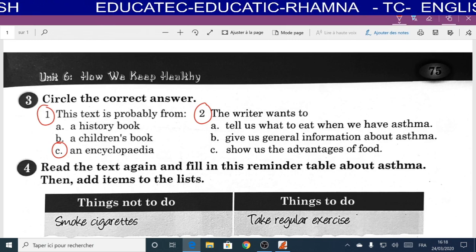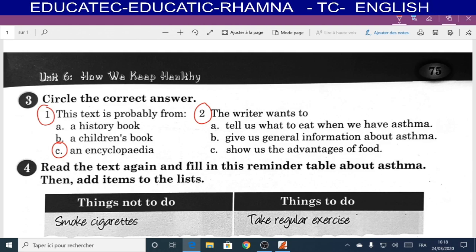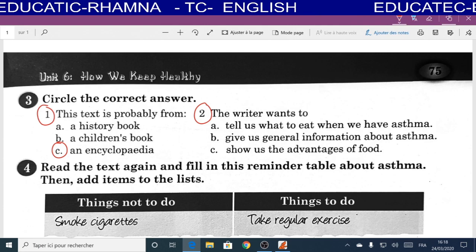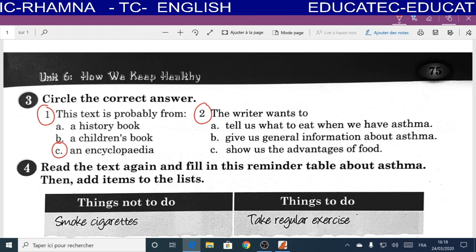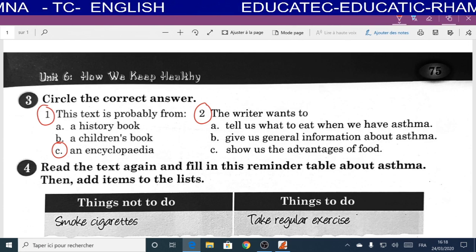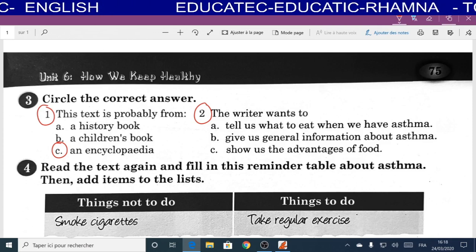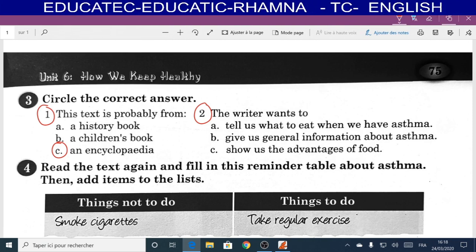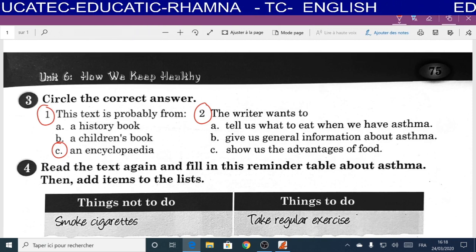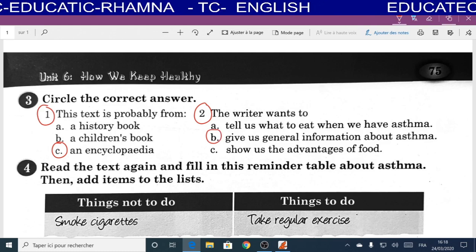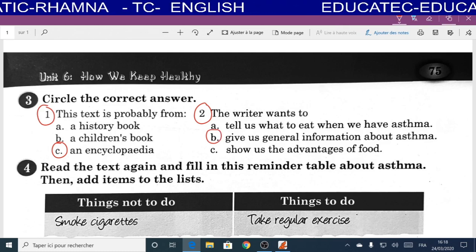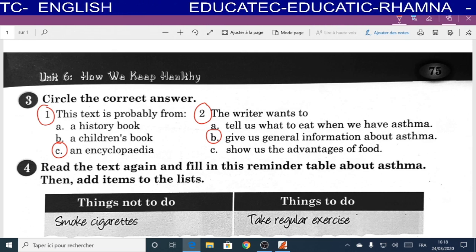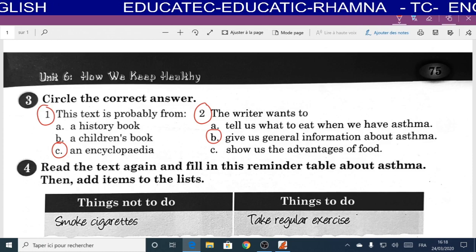But the second question here, we have the writer. The writer of this text wants to. We have options A, B, and C. The first one is tell us what to eat when we have asthma. No, this text doesn't talk about this. And we have give us general information about asthma. Yes, this text tries to give us a general view about asthma. And C, show us the advantages of food. Now, of course, this text doesn't talk about this.